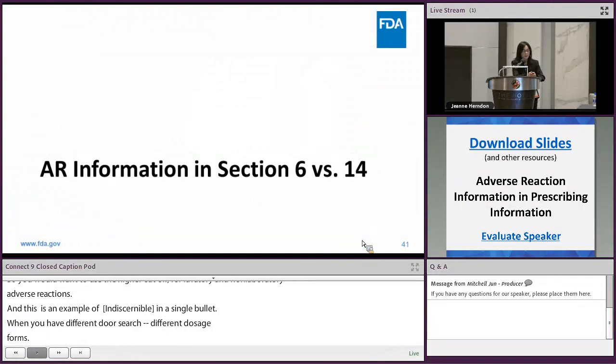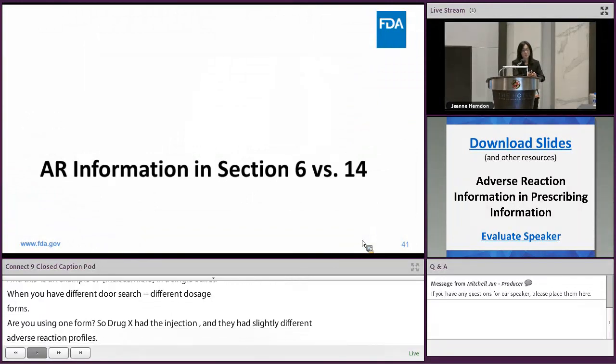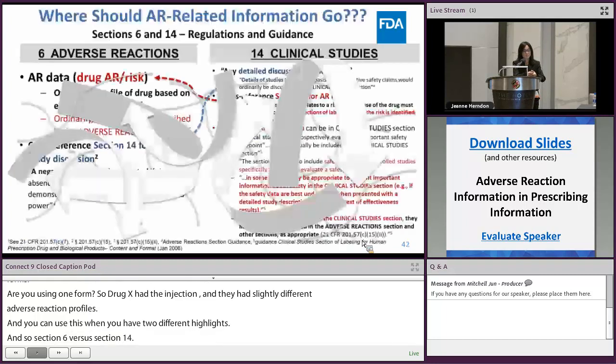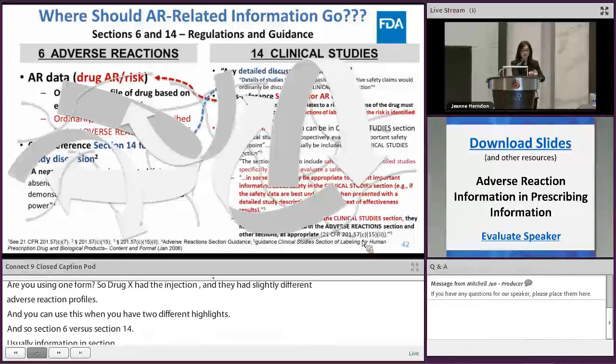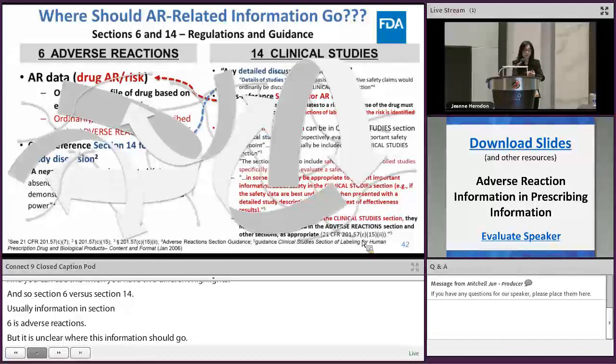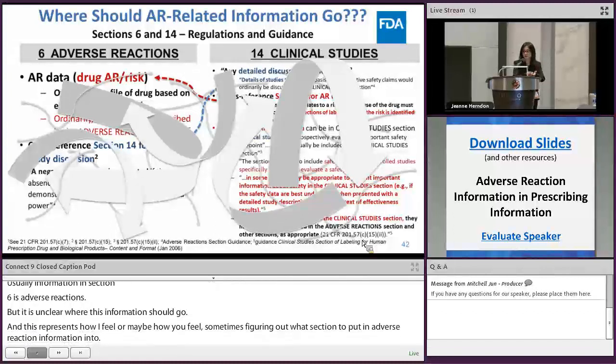Okay, so Section 6 versus Section 14. Usually information is in Section 6, which is adverse reactions, and Section 14 is clinical studies information. But in some cases, it's unclear where the information should go. And this represents how I feel, or maybe how you feel, about sometimes figuring out which section to put adverse reaction information into. We're talking mostly about studies that prospectively evaluate a safety endpoint, so pre-specified safety endpoints. Sometimes it's unclear whether it goes in 6 or in 14.